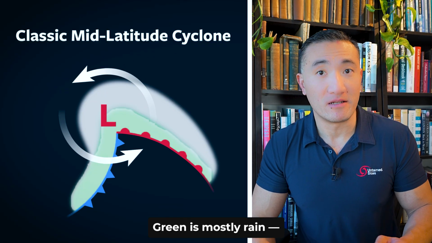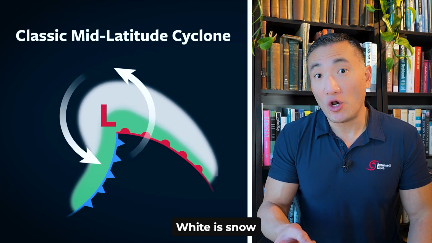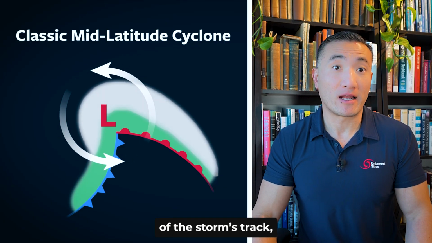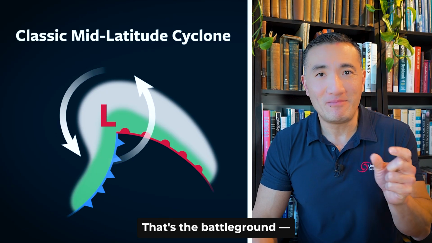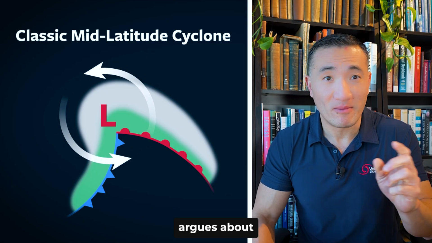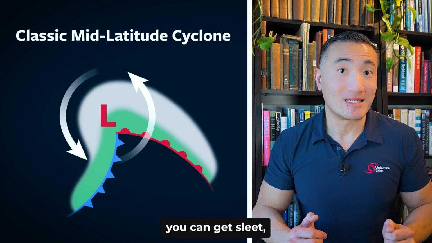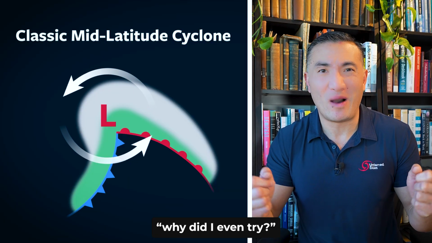Green is mostly rain, usually in the warmer air, often south and east of the low. White is snow and mixed precipitation, most common to the north and northwest of the storm's track, where cold air dominates. Now, see that white to green transition? That's the battleground, where the atmosphere argues about whether precipitation stays frozen or flips to rain. That's where you can get sleet, freezing rain, heavy wet snow, and the kind of travel conditions that turn a normal commute into why did I even try?